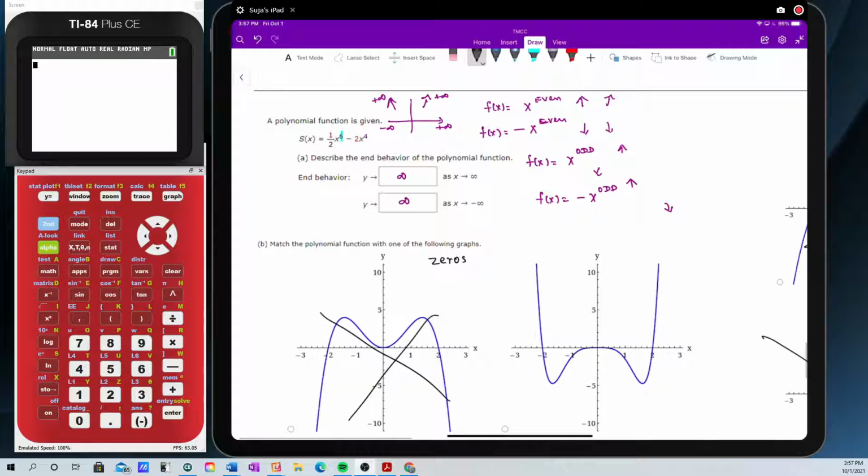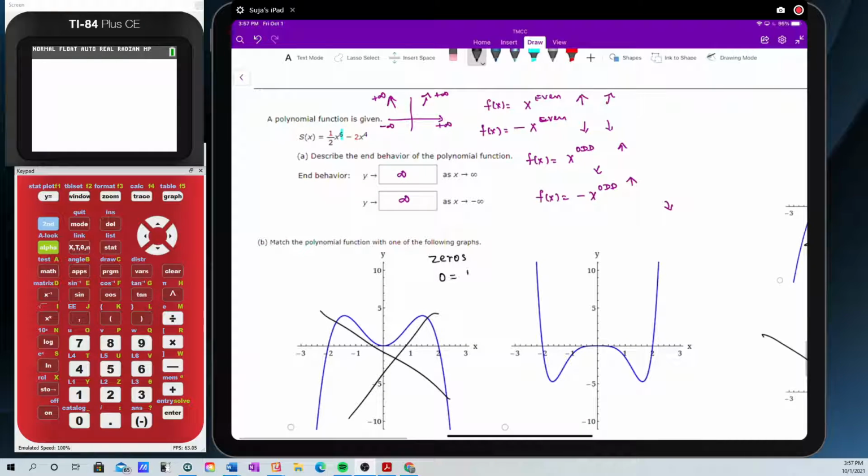So if I just identify the zeros, I will be able to make a decision on which one is the final graph. To find the zeros, I'm putting 0 equals 1/2 x to the 6th minus 2x to the 4th. And then I'm going to factor out a half x to the 4th. So this will be an x squared minus 4. So 2 times 2, 4 divided by 2 is 2. Yes, 2x to the 4th. Okay. So this would be now half x to the 4th times x plus 2 times x minus 2. So that would be the factored form of this function.